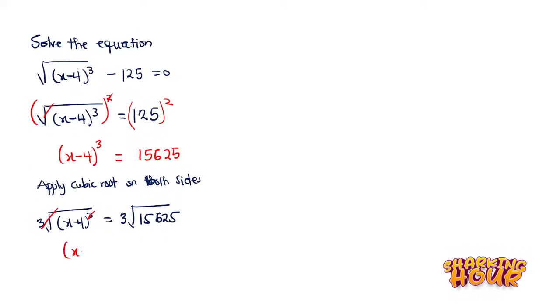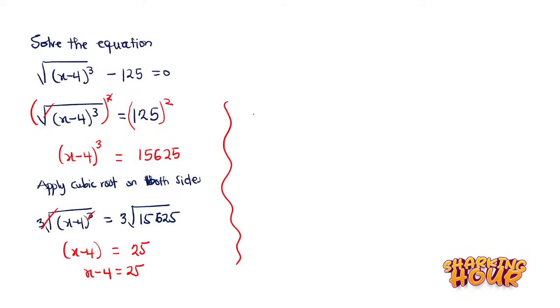So I'll be left with x minus 4 on this side, and this will be equal to, now if I use my calculator and I find the cubic root of 15,625, I am going to get the value 25 as my answer over here. So now I have x minus 4 is equal to 25 as my expression, and from here I can simply go ahead to send the negative 4 to the other side of the equal to sign, and then I can now obtain the value of x.